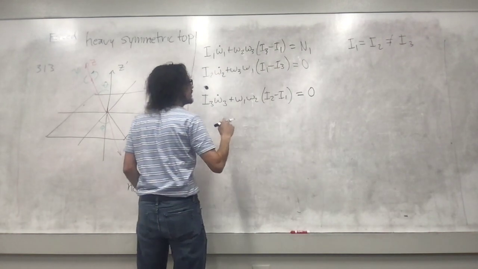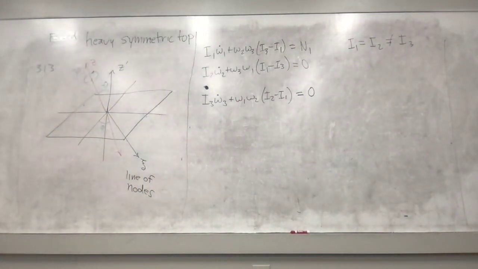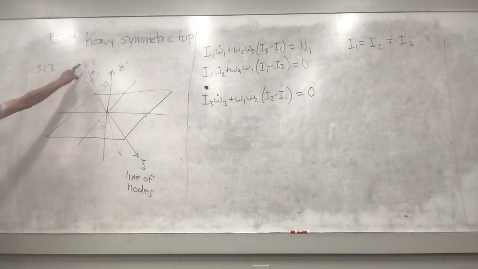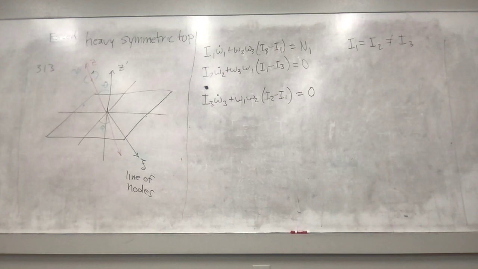But there's a question. Doesn't the line of nodes have components in x prime? Well, in x and y, because we still have to rotate the line of nodes. In x and y, yes, by the angle psi, because we take out the x-axis from the line of nodes when we do the last rotation. So we have components in both x and y. So remember that the last rotation doesn't do anything, right? It's a spin.